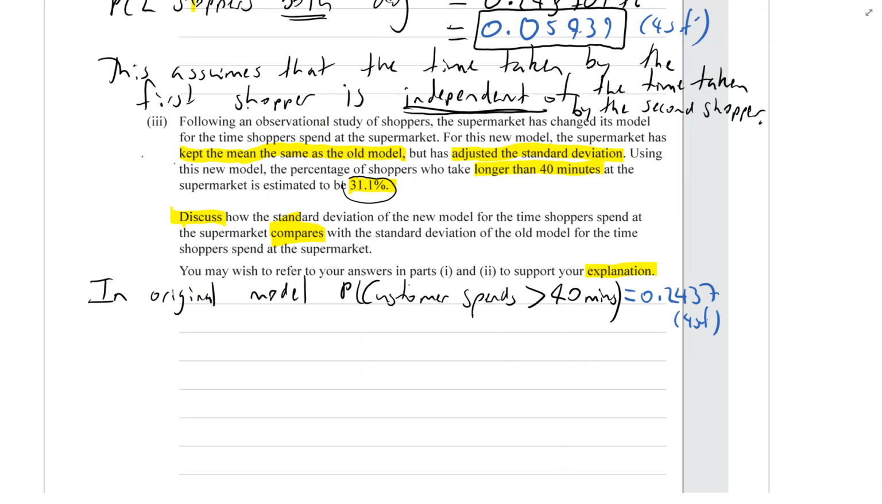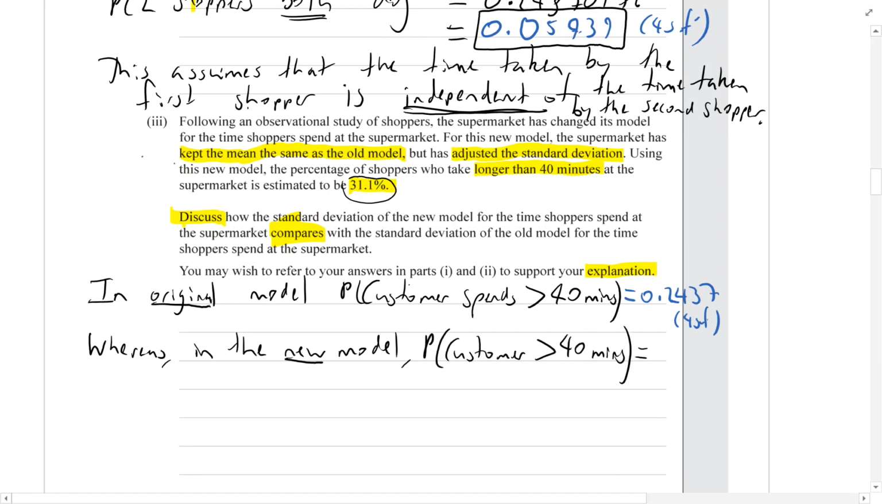Was 0.2437. Whereas in the new model, the revised model, this probability has risen to 0.311. That's this figure here, 31.1%. Okay, so that's what we know so far.